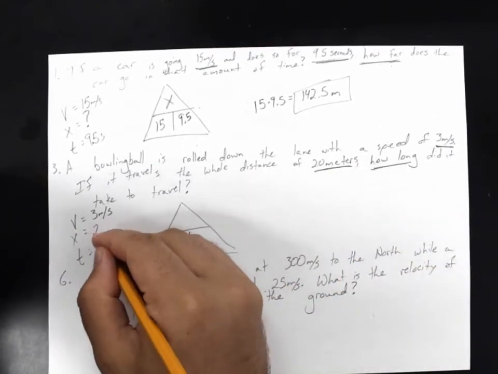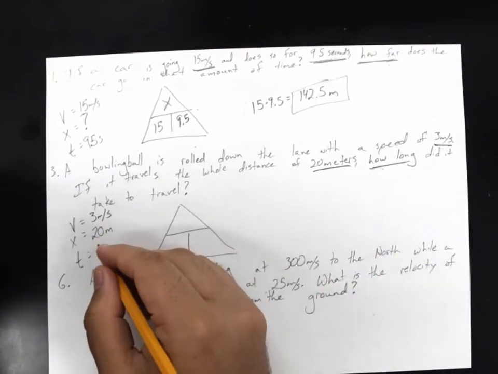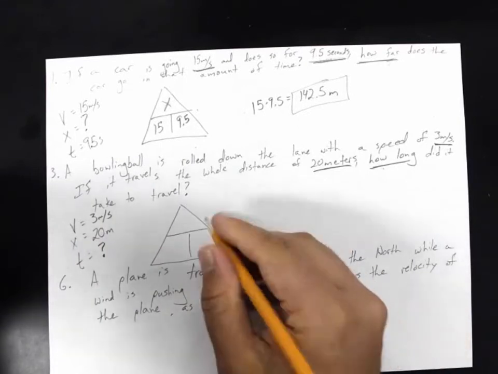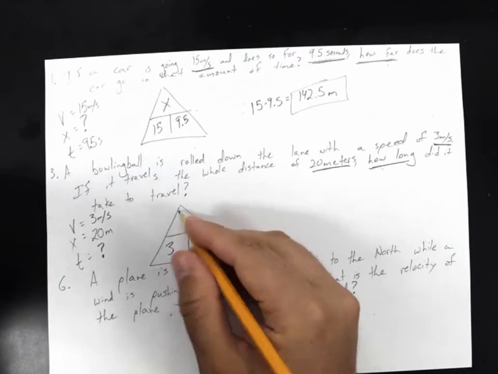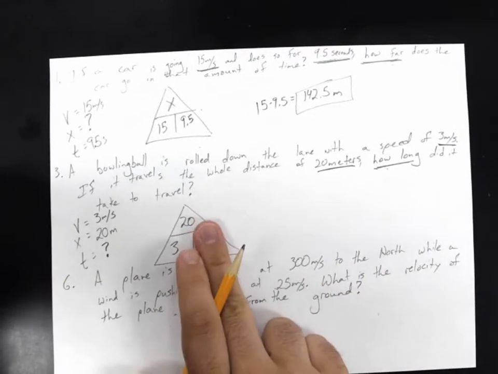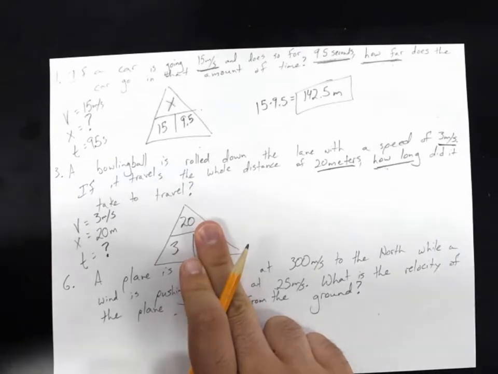I hope that is painfully obvious. 20 meters. How long? Question word. How long usually denotes some sort of time is involved. Okay, so time is our unknown. V is 3 meters per second, and distance is 20 of them. Now we cover up the T, and it looks like we have to take a little division sign here.